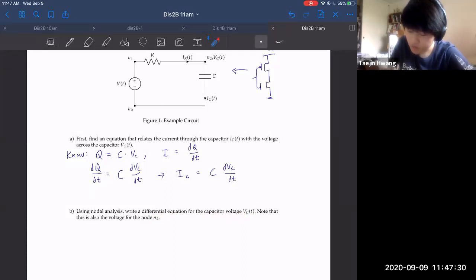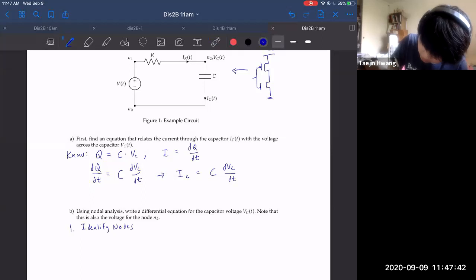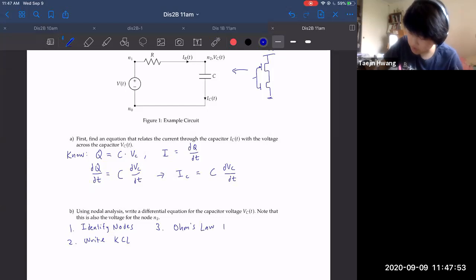So yeah, it just boils down to node analysis. And if you don't remember the steps, I think the steps are to identify the nodes, to write KCL, and then to use some sort of Ohm's law. And here you're going to need to use Ohm's law plus the relationship we derived in part A.